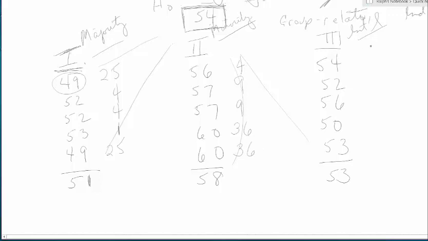And then the first person in group 3 is a 54. They're right on the grand mean. Square it, you get 0. The next person's 2 units away from the grand mean. Square it, you get 4. The next person is 2 units away from the grand mean. Square it, you get 4. The next person is 4 units away from the grand mean. Square it, you get 16. The next person is 1 unit away from the grand mean. Square it, you get 1.